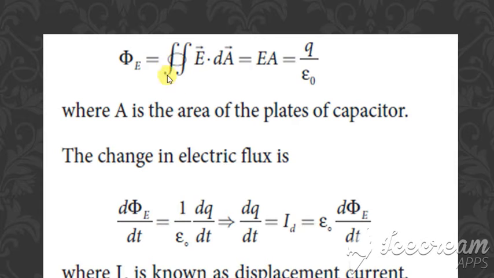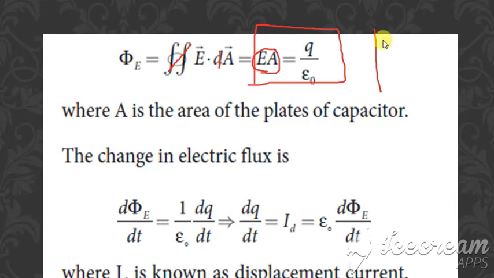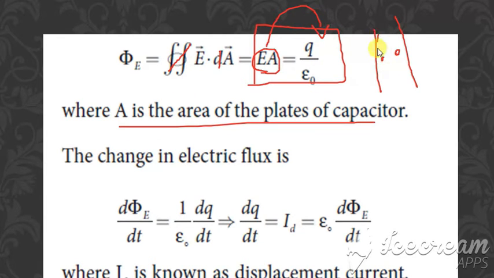Now to remove this integration, we write it as E into A, which is equal to Q divided by epsilon naught. This is according to Gauss law. This Gauss law we have already studied in the first lesson, which includes the case between two parallel plates. Between two parallel plates, this formula is phi is equal to EA is equal to Q divided by epsilon naught. Here A is the area of the parallel plate capacitor.